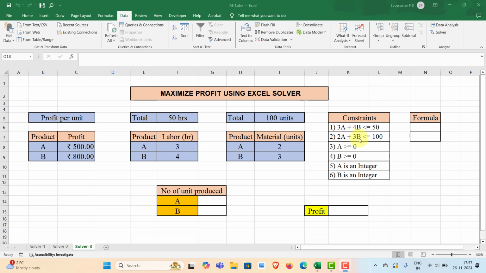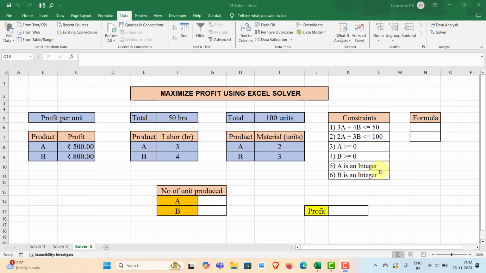But as the number of units of A and B increases, the number of units of raw material will also increase. But there is a limitation of 100 units. So 2A plus 3B should be less than or equal to 100. And also A cannot be less than 0. A should be greater than or equal to 0. You cannot get a negative number of units for A, and also for B you cannot have a negative value. So A and B should be greater than or equal to 0. And you cannot have A and B as fractions, like 2.5 units. A and B both should be integers. So this is also another constraint.